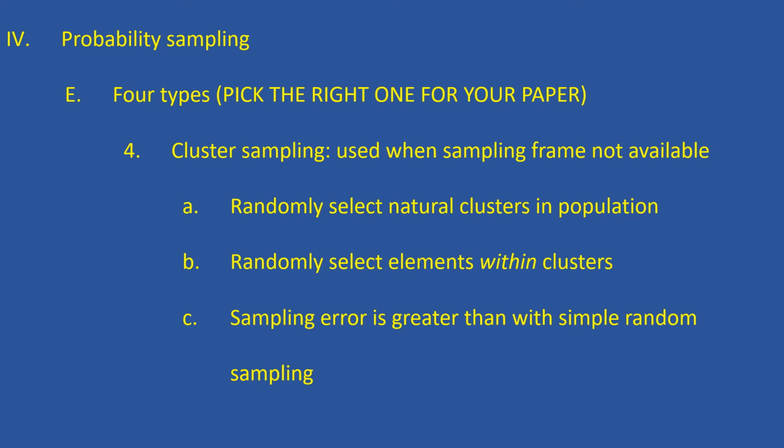So it's multi-stage. A, you randomly select these natural clusters. You select some cities. B, you randomly select elements within those cities, which would be neighborhoods. Cities are zoned. You may have noticed you got residential neighborhoods, and then you've got purely business-oriented neighborhoods. Sometimes they're industrial and lots of auto body and manufacturing, and sometimes they're just store after store after store.